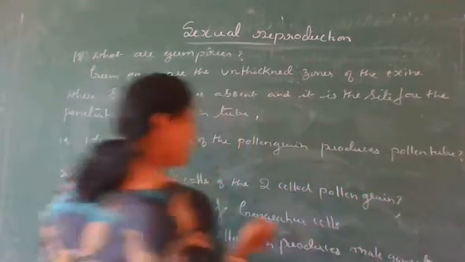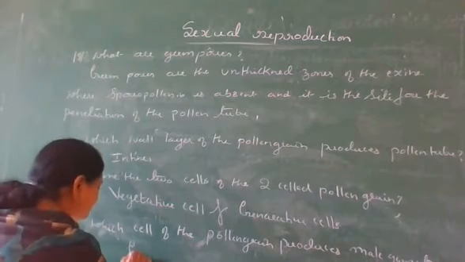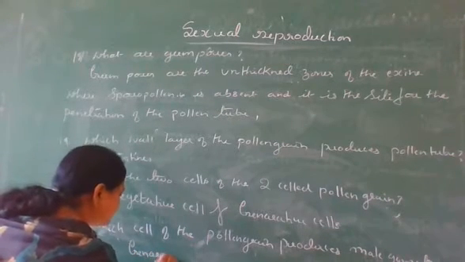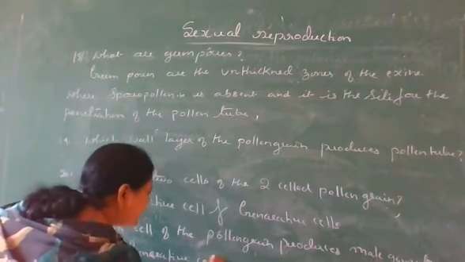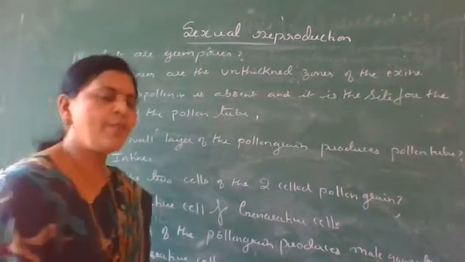That is which one? Generative cell. Generative cell produces what? 2 male gametes.